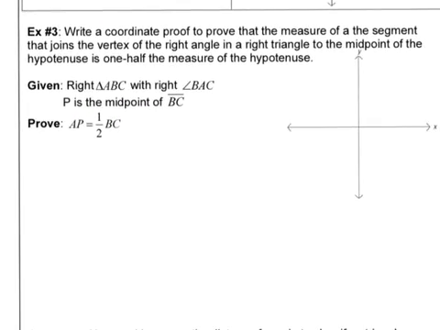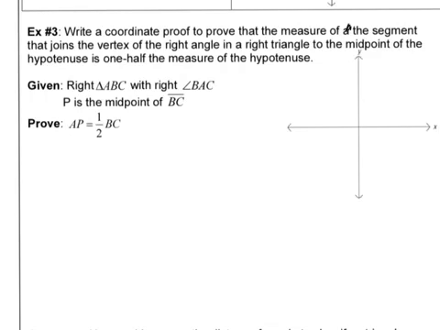This says write a coordinate proof to prove that the measure of the segment that joins the vertex of the right angle in a right triangle to the midpoint of the hypotenuse is 1/2 the measure of the hypotenuse. Okay, there's a whole lot going on there.